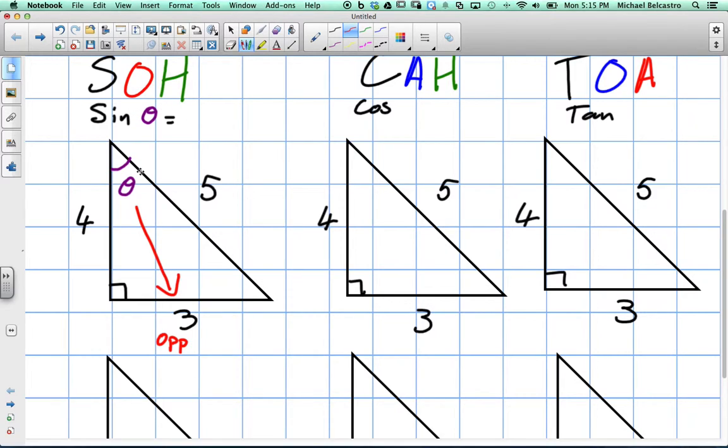They use the letter A, but we're going to use theta. It always means the angle. So we put the number 3. That represents the opposite side over the hypotenuse. The hypotenuse is always the same. It's always opposite of the right angle. So sine theta equals 3 over 5. That's just the ratio. We're not going to solve anything yet. I just want to work on building them.